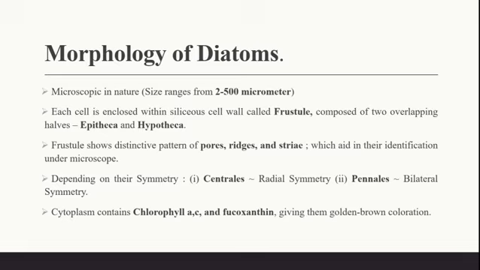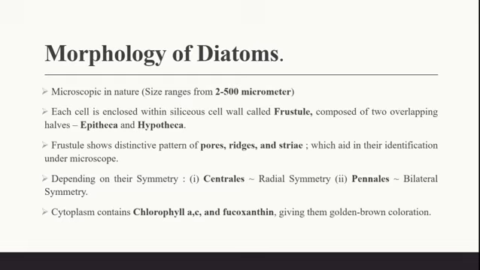Each cell of diatom is enclosed with a silica cell wall, which is also called frustule, and it is a soap case like structure. They have two halves, called epitheca and hypotheca. The frustule, which is the silicon cell wall, has a distinctive pattern of pores, ridges and striae, which makes them unique, and these are used for identification when observed under the microscope.